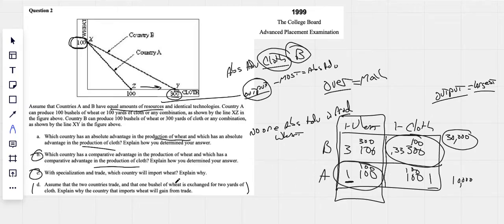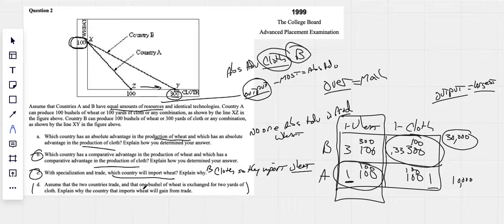With specialization in trade, which country will import wheat? Well, B produces cloth, so they will import wheat. This makes sense. If B produces cloth, they're using all their resources to produce cloth, so they'd have to import wheat. A could specialize in wheat, B could specialize in cloth. Therefore, when one country produces one thing, it has to import. It would export what it produces and import what it does not.